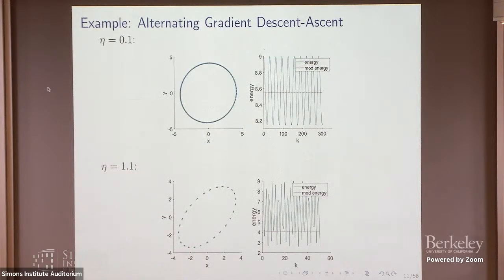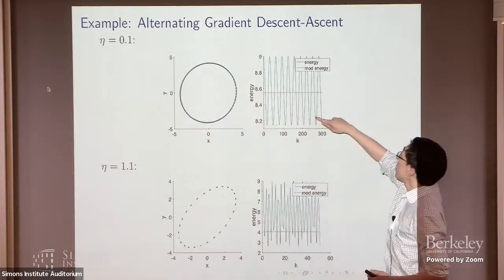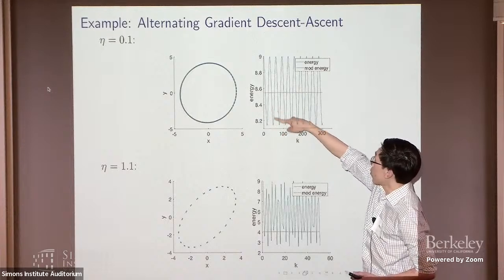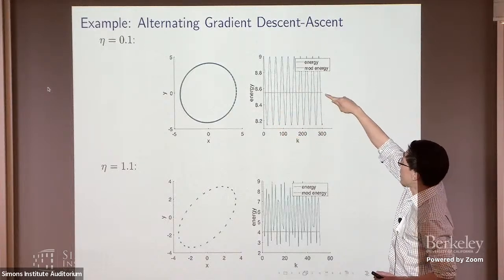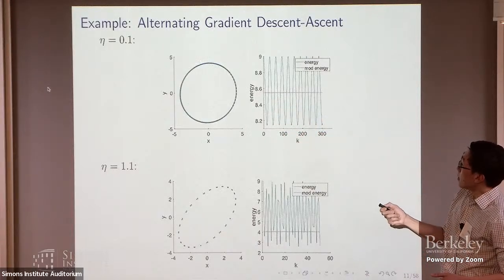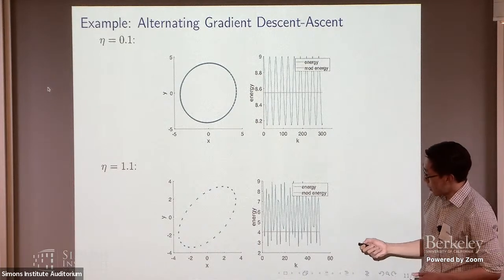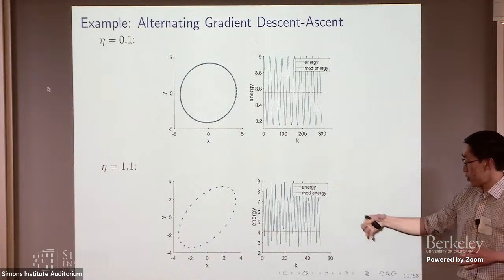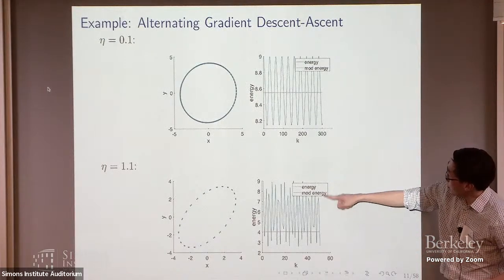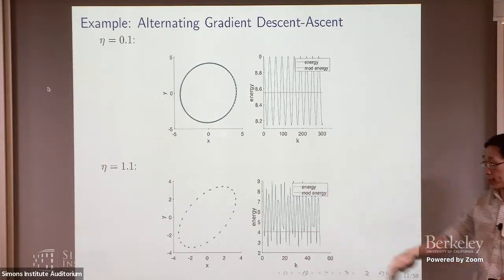And so here's another example for the quadratic function for the alternating gradient descent ascent. When the step size is small, these are the iterates of the algorithm. And here we are plotting the actual energy, the actual sum of squares, which is oscillating, versus the modified energy, which is exactly constant. When the step size is small, the trajectory still looks like a circle. But if you increase the step size, they look more like an ellipse, because the correction becomes bigger. Here, the energy becomes more unstable, or wilder, but the modified energy is still constant.